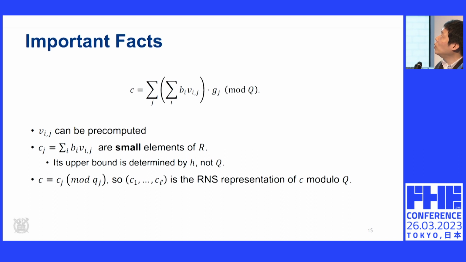And finally, we don't have to really compute this linear combination, because what we are interested in is just the RNS representation of C. Since C is written as a summation of Cj times Gj, the RNS representation of C is simply the tuple C1 to CL. So once you compute C1 to CL, that's the RNS representation of C modulo Q. That's it.